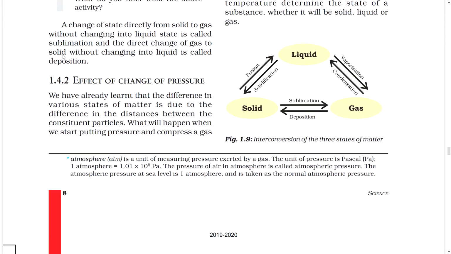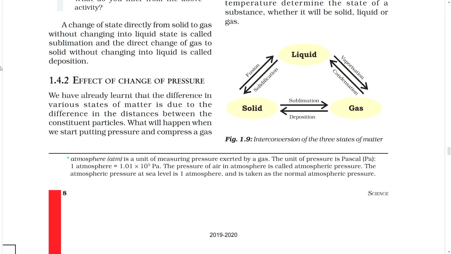Effect of change of pressure. We have already learned that the difference in various states of matter is due to the difference in the distance between the constituent particles. What will happen when we start putting pressure and compress a gas?